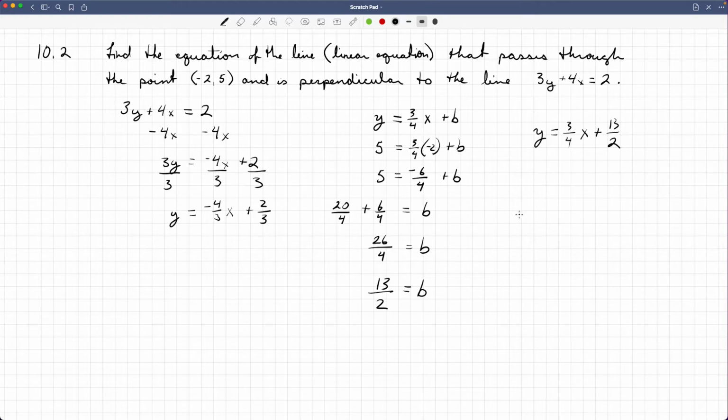So that is how we would find the perpendicular equation of the line. We find the slope, we take the opposite, and then we flip the fraction, which gives us from -4 over 3 to positive 3 over 4. And then we just sub in the point for the y and the x in order to find the b, and then rewrite it just like we would normally do.